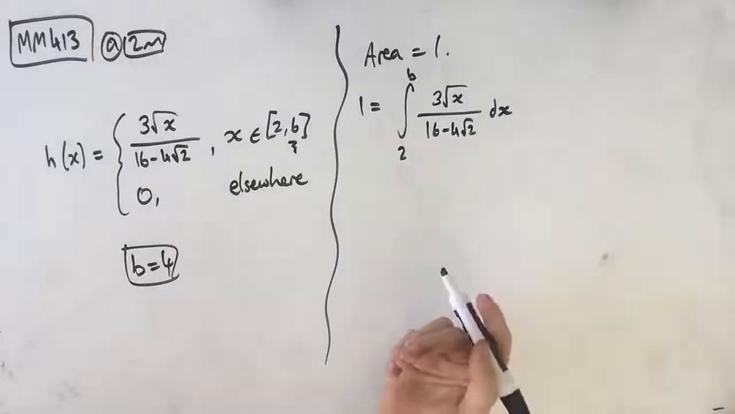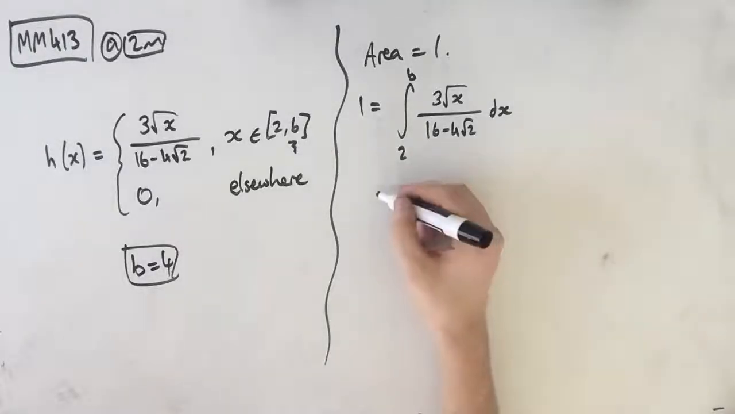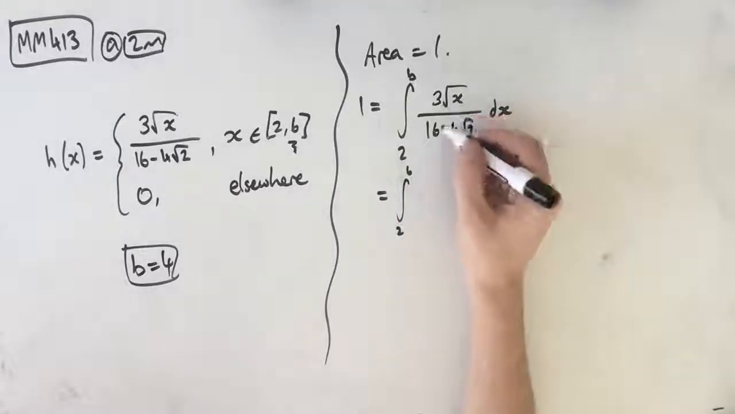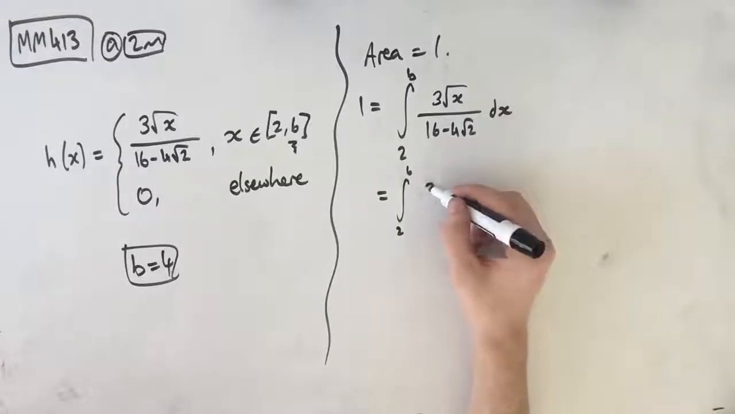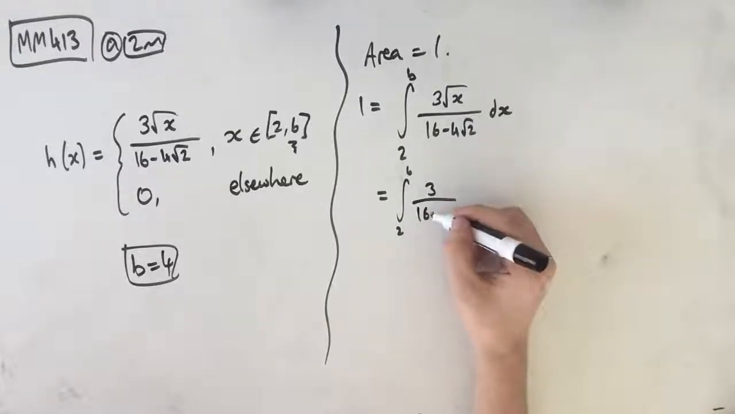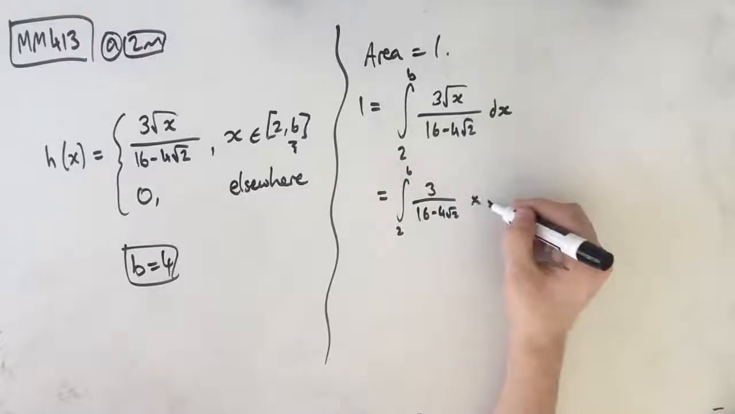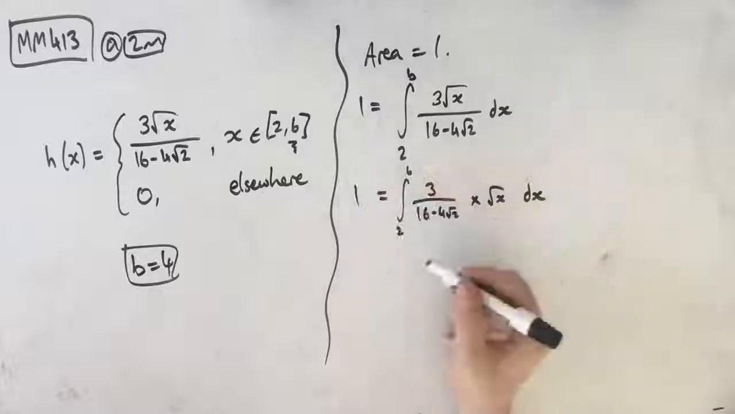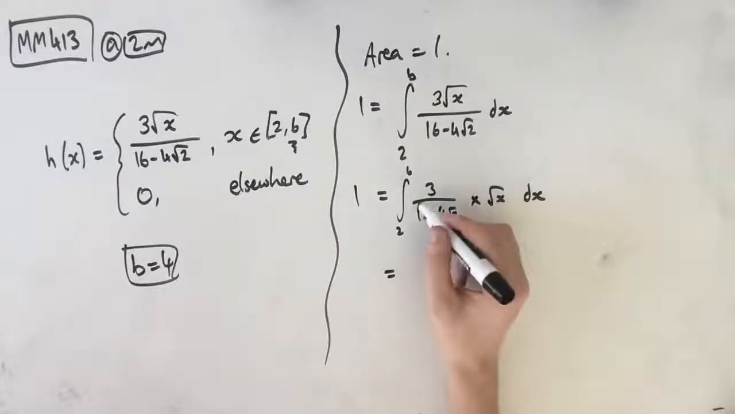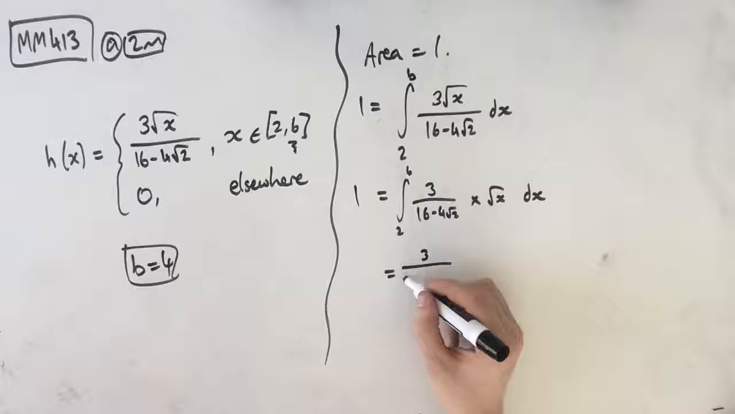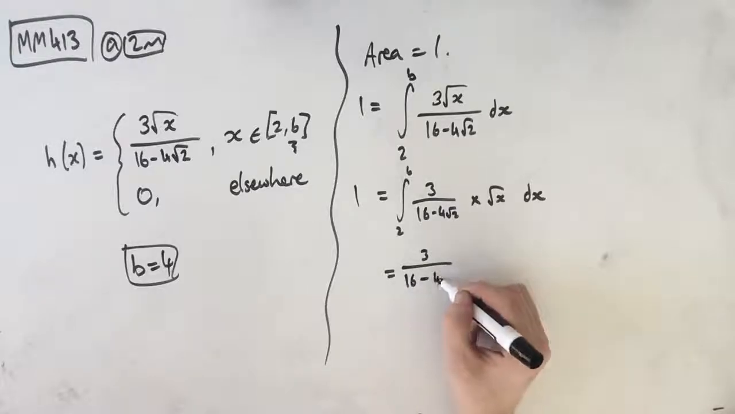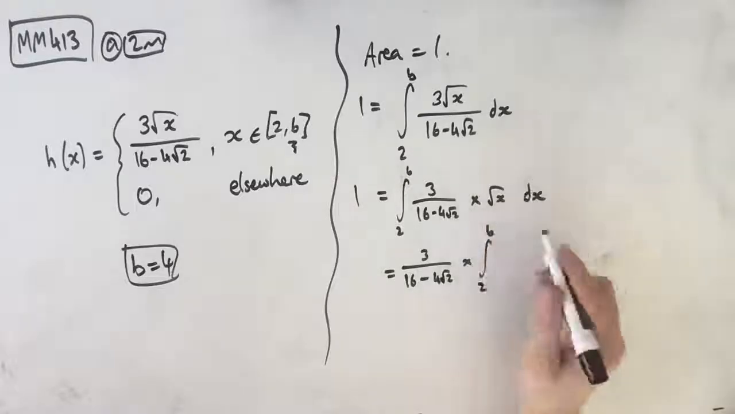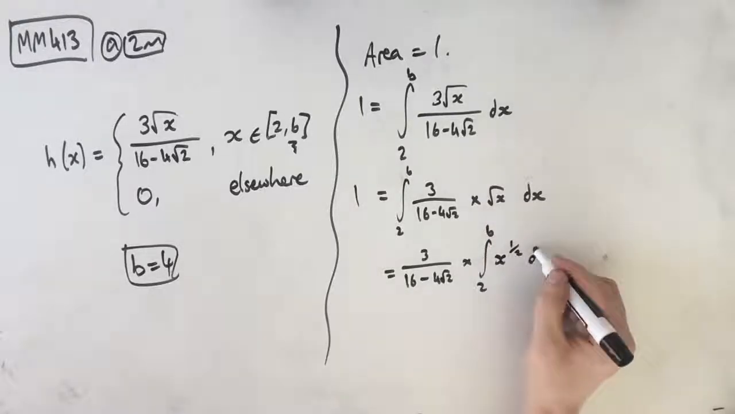Awesome. So now, this might seem a little tricky, but what we can actually do is separate the root x and the 3 on 16 take 4 root 2. Because essentially what we're doing here is saying 3 on 16 take 4 root 2 times root x dx, right? Because this root x was just on the top. And the reason that we're doing this is because now we can take out this bit here as a constant at the front. And say 3 on 16 take 4 root 2 times the integral from 2 to b of root x, which is the same as x to the power of 1/2 dx.